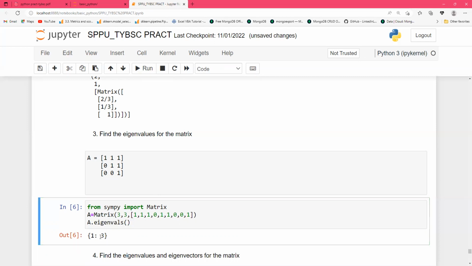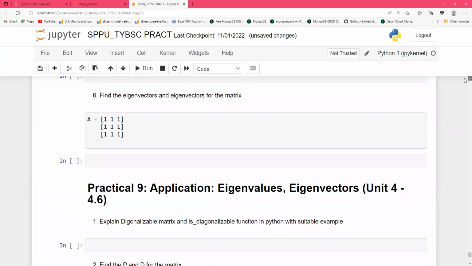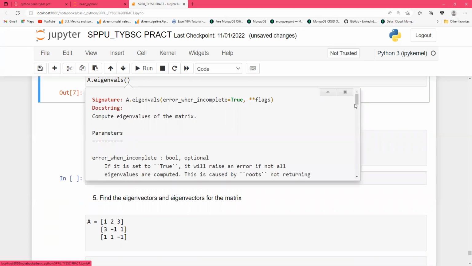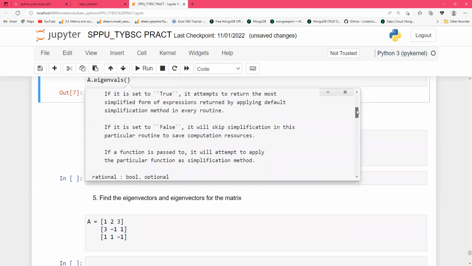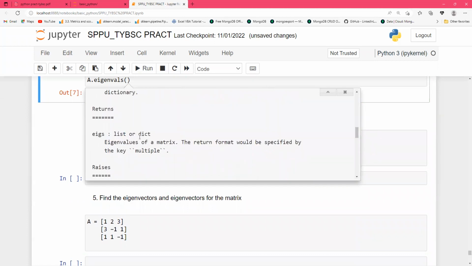Which are these eigenvalues? 1 and 3. If you run it again, you will get the eigenvalues 1 and 3. If you want, you can check it in this eigenvalues function. It computes the eigenvalues of the matrix and returns them as a list or dictionary.